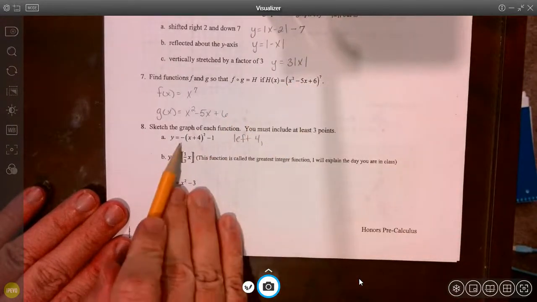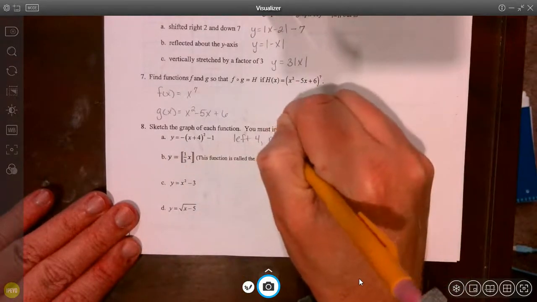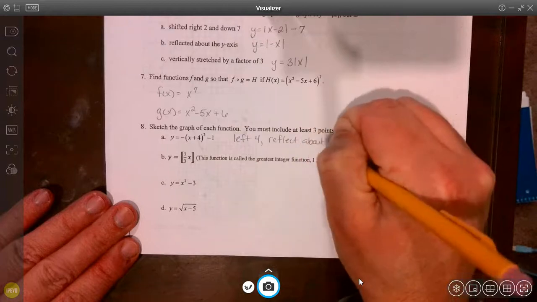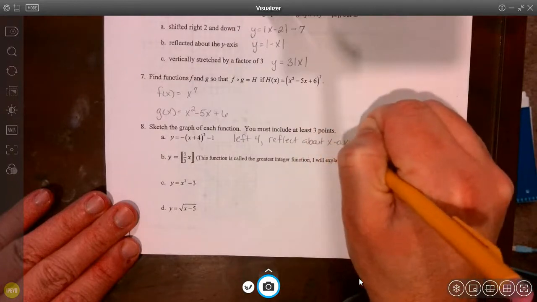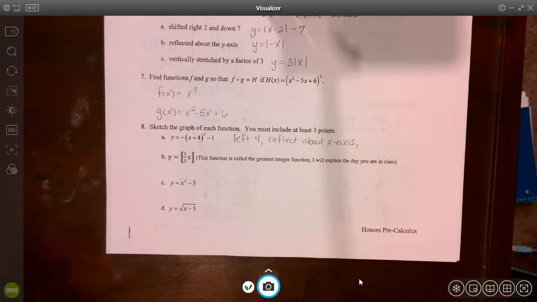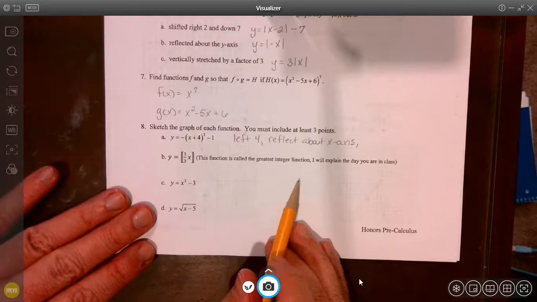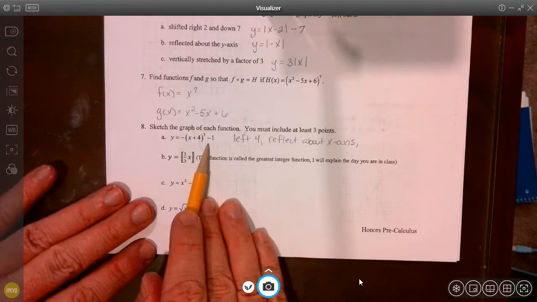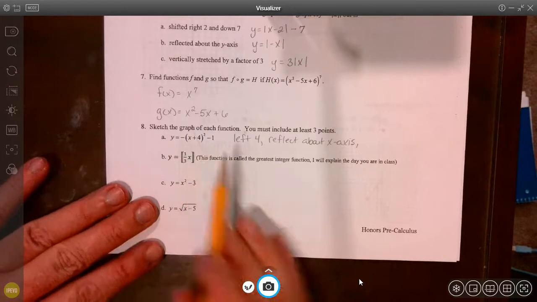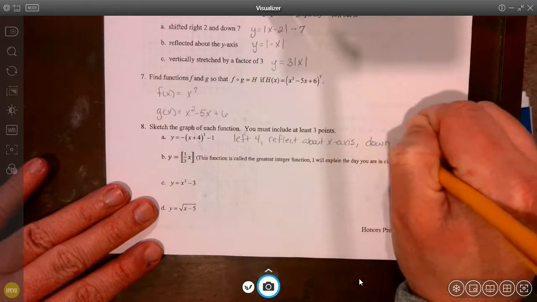All right, next, we would come out here and apply this negative, which is going to reflect it about the x-axis. Do be mindful that when you do reflections, you do have to tell me which axis you're reflecting it about. There's a very big difference there. And then finally, my last transformation here is going to be from this minus 1 on the outside. So that is going to be down 1.